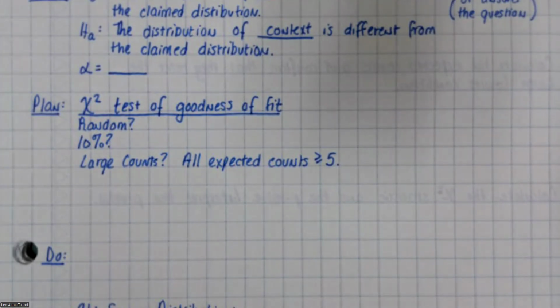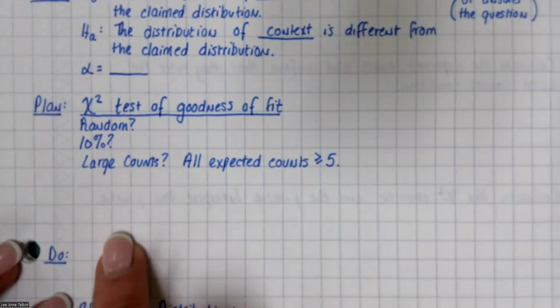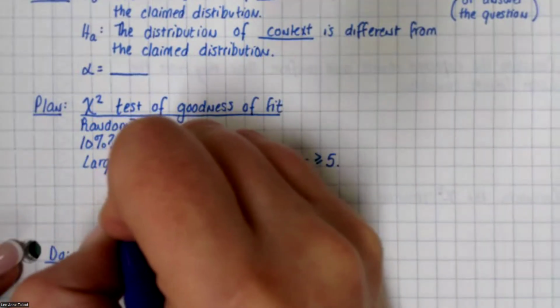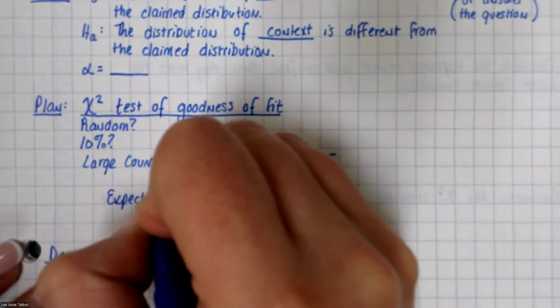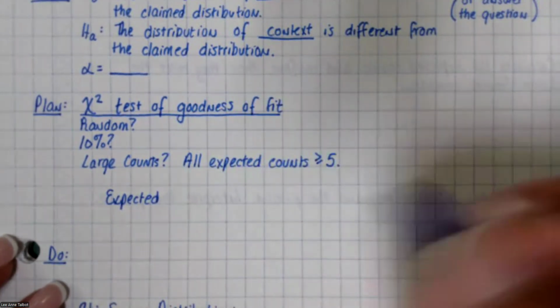And that is all expected counts are greater than or equal to 5. You guys are like, I don't know what expected counts are. So let's define that in this business. Unless maybe you took AP Bio, you know what expected counts are. No?